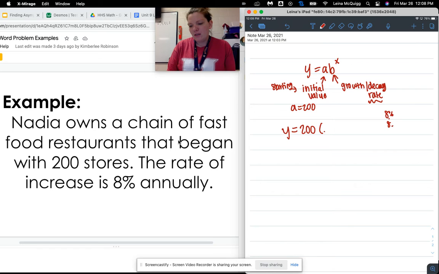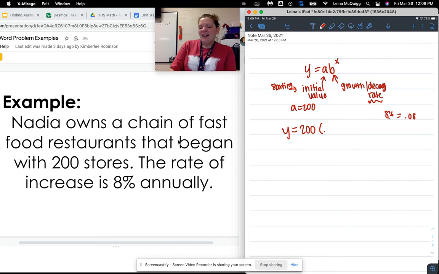So this is 8. To change it from 8% to a decimal, I move the decimal over 2 spaces. So really, 8% is the same thing as 0.08 as a decimal. Hopefully you remember how to do that. We need to divide 8% by 100, not multiply. I said it backwards. You'd multiply 0.08 by 100 to get the percent.